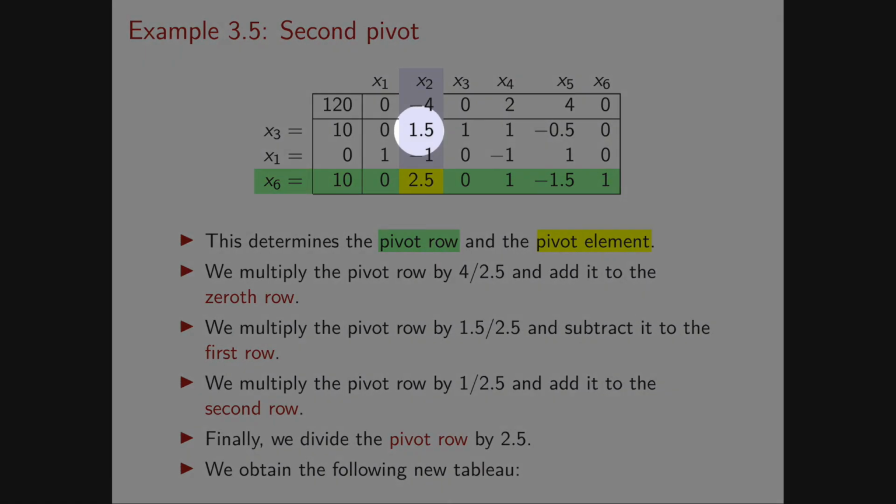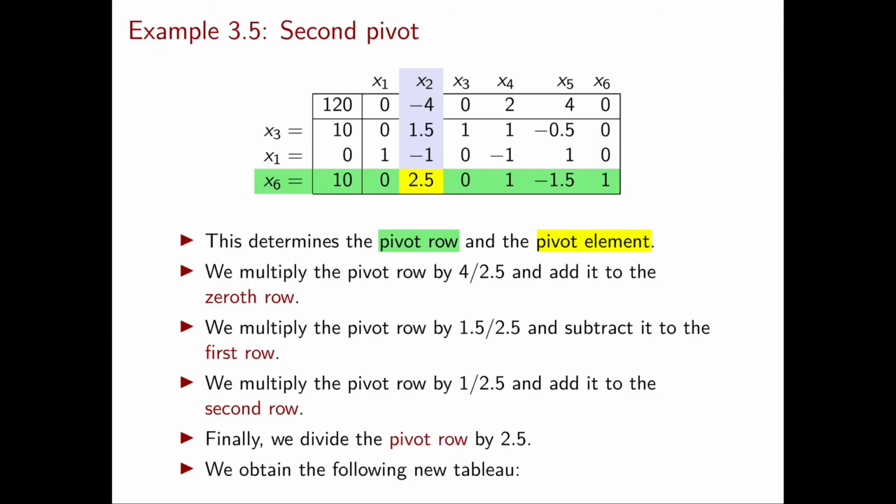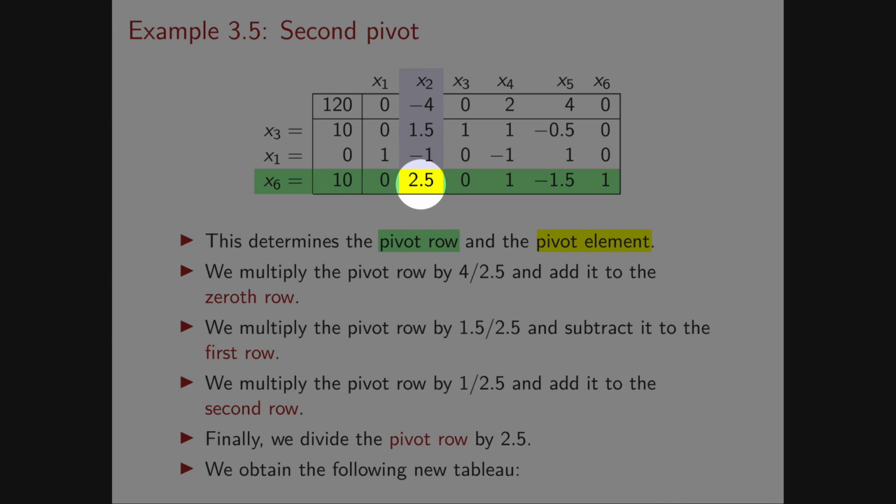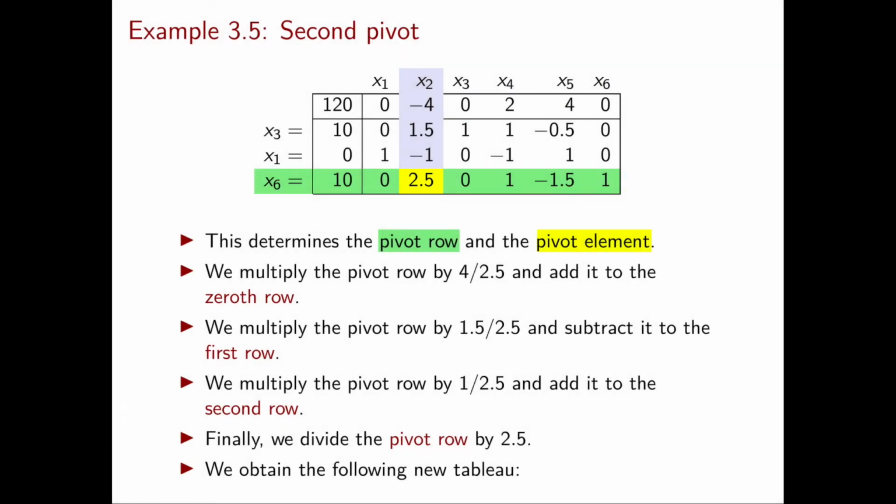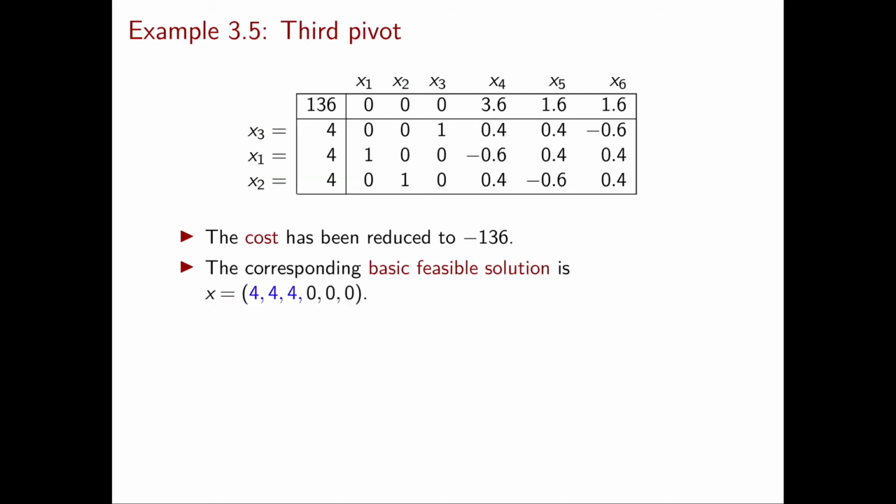To get rid of this 1.5, we multiply the pivot row by 1.5 divided by 2.5 and subtract it from the first row. To transform this -1 into a 0, we multiply the pivot row by 1 divided by 2.5 and add it to the second row. And finally, to obtain a 1 in the pivot element, we divide the pivot row by 2.5. Performing all these elementary row operations, we obtain this new tableau.